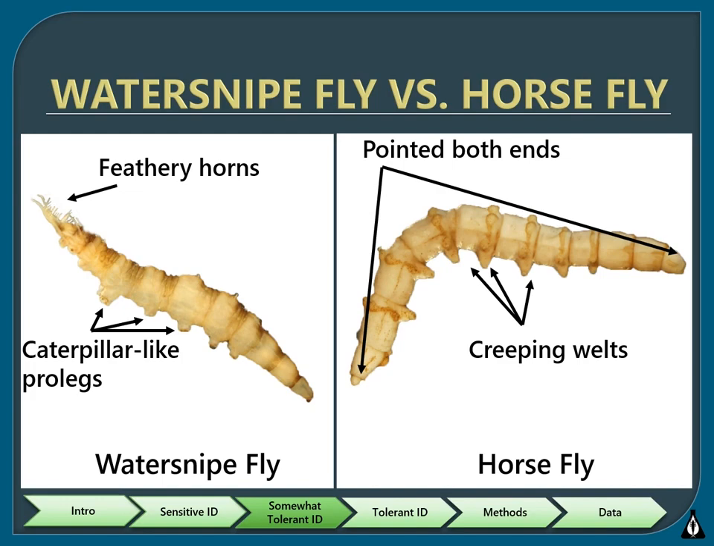Remember, the water snipe fly has caterpillar-like prolegs on each body segment and 2 feathery horns. The horsefly is pointed at both ends and has creeping welts around each body segment. Horseflies are not counted in biological monitoring, but they can be recorded in the comment section of the datasheet.